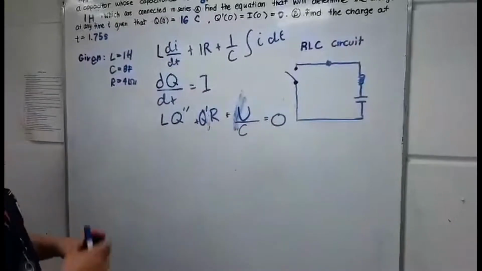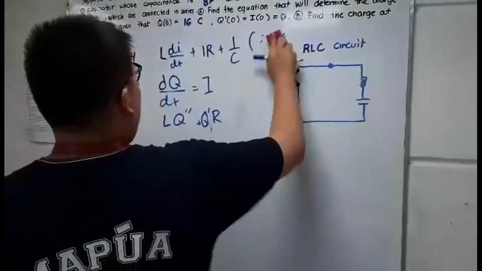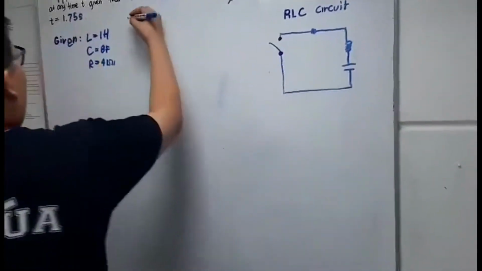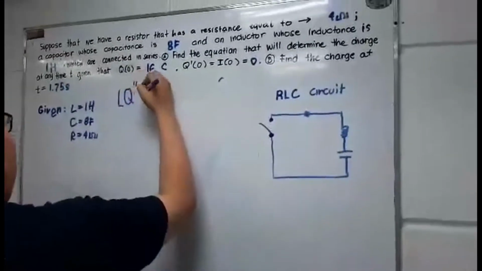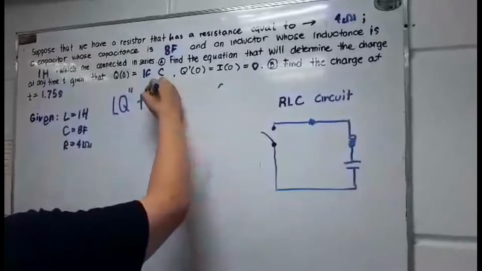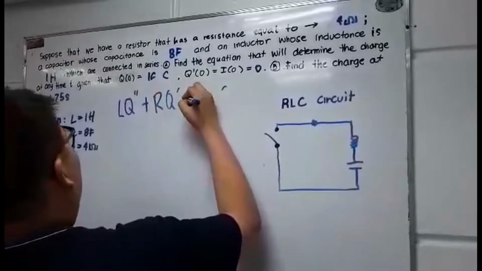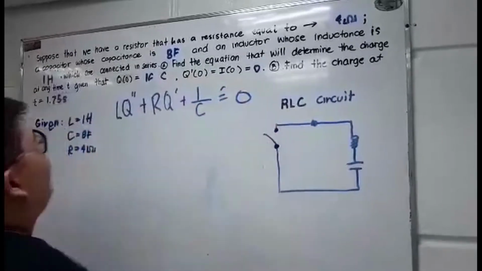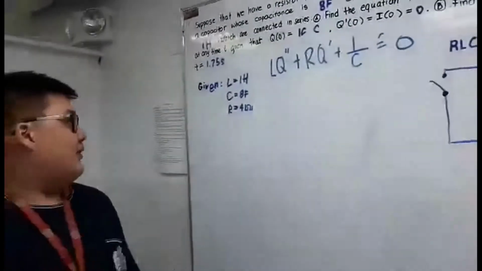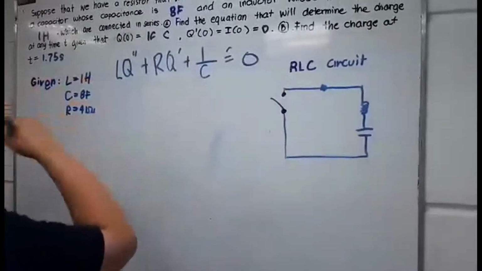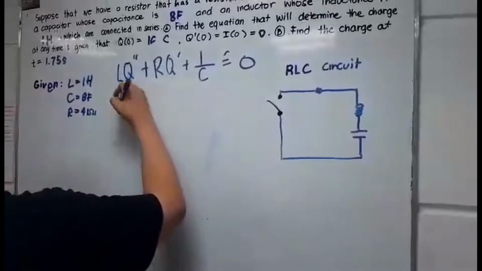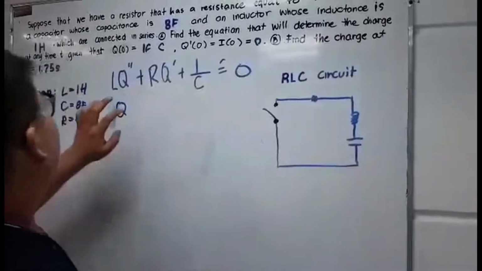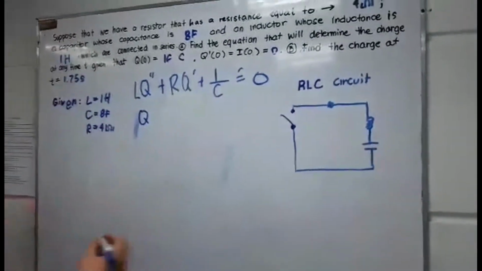So for this problem, this is a direct substitution problem. So we're going to substitute the values. We have L Q double prime plus R Q prime plus 1 over C Q is equal to, for this problem, only 0. And what's the value of L? It's 1 Henry, so we can just drop that. What is the value of our resistor? 4 ohms.